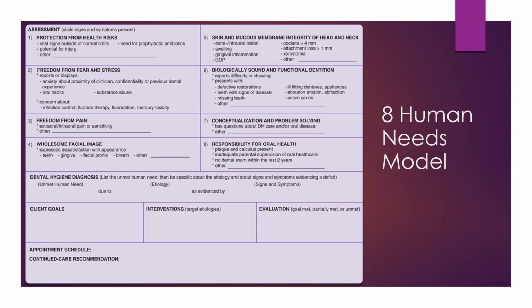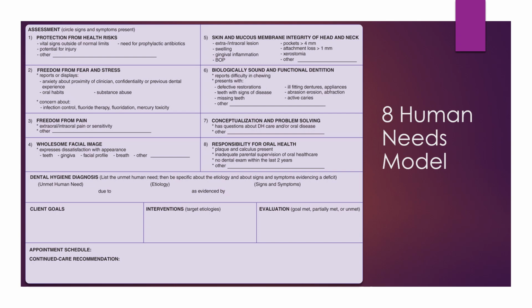So for example, look at protection from health risks. If the patient's vital signs are outside of normal limits, the patient would be deficient in the protection from health risks. Take a look at number 5. If the patient presents with gingival inflammation and they have bleeding on probing, or their pocket depths are greater than 4 millimeters, then the human need is deficient in the skin and mucous membrane integrity of the head and neck.